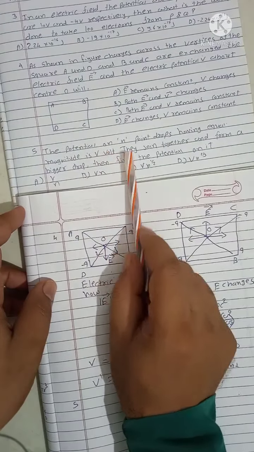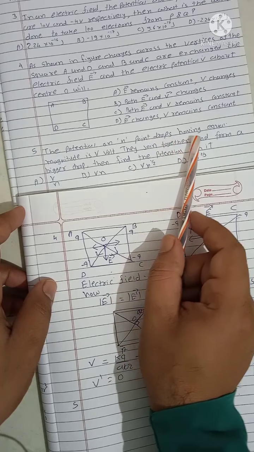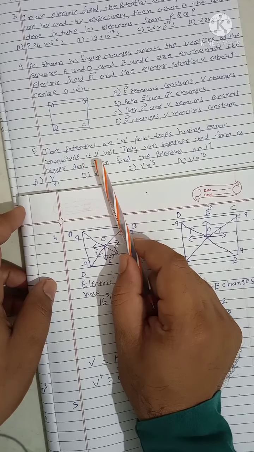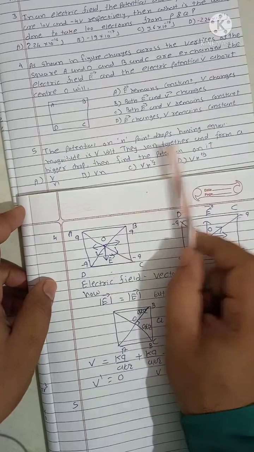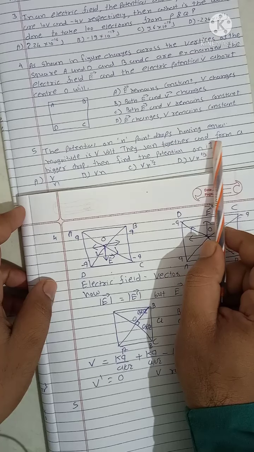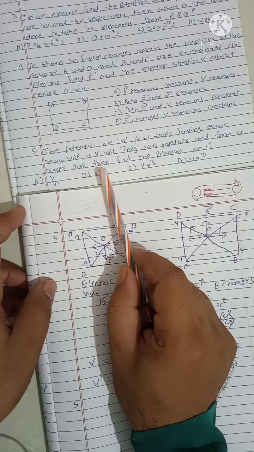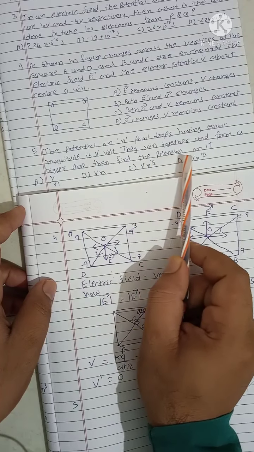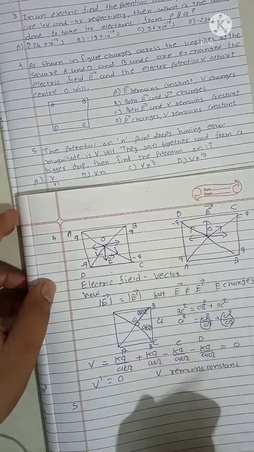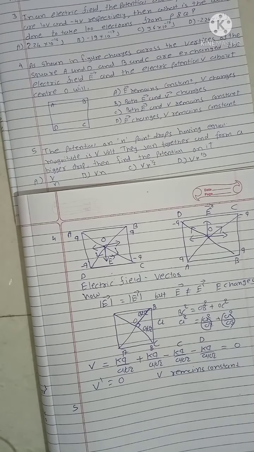the potential of n point drops having equal magnitude is V volt. They join together and form a bigger drop. Then find the potential on it. Okay, so here actually there are n point drops, and they join together to form a bigger drop, and we have to find the potential for that bigger drop.